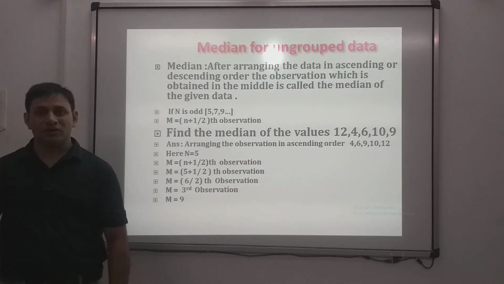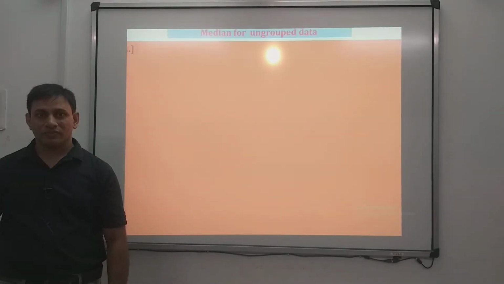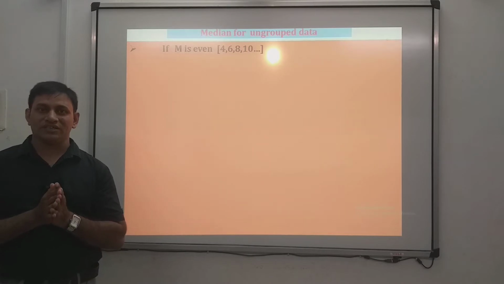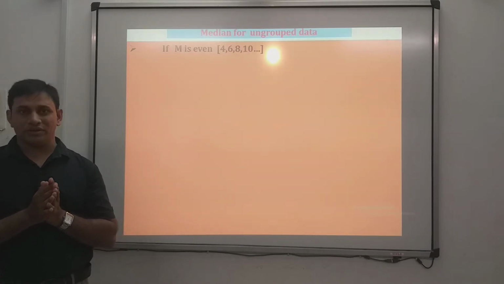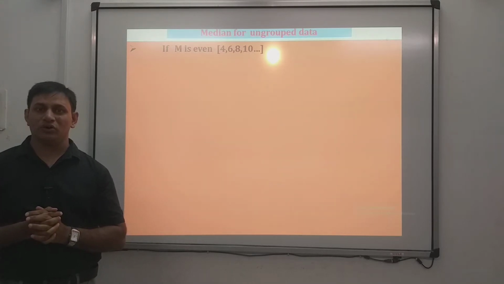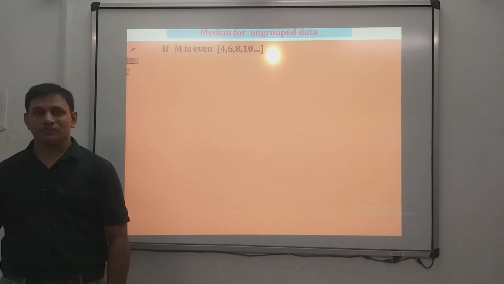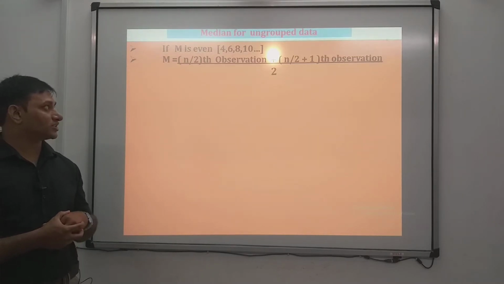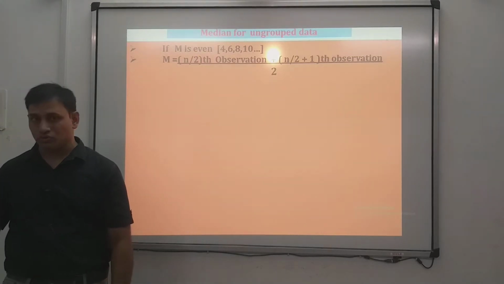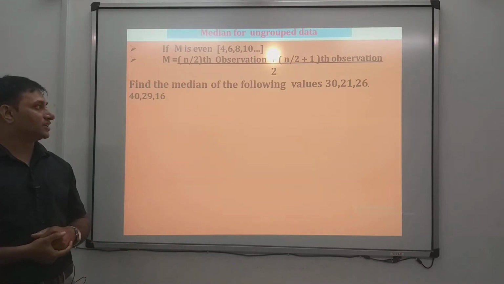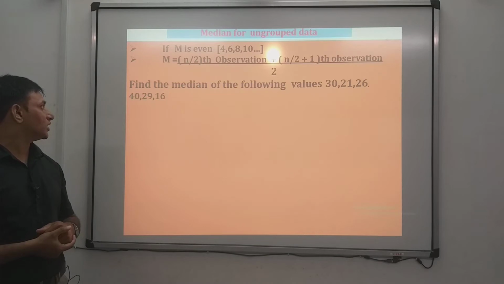Students, now we will see for even numbers. What is for even numbers? If it is even numbers, it may be 4, 6, 8, 10, whatever it may be. The formula will be m is equal to [n by 2th observation plus (n by 2 plus 1)th observation] overall divided by 2. See that formula. n by 2th observation plus (n by 2 plus 1)th observation, divided by 2. Now find the median of the following values, that is 30, 21, 26, 40, 29 and 16.